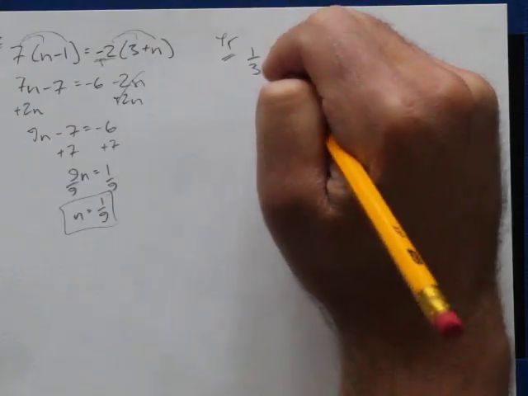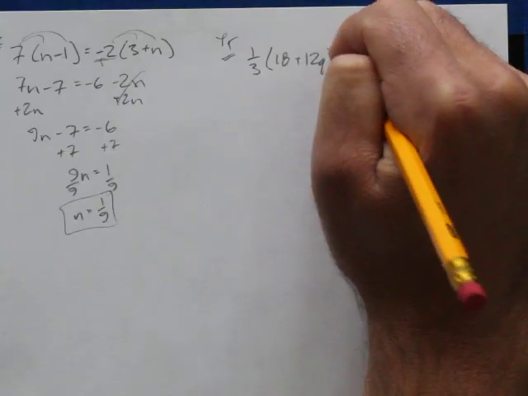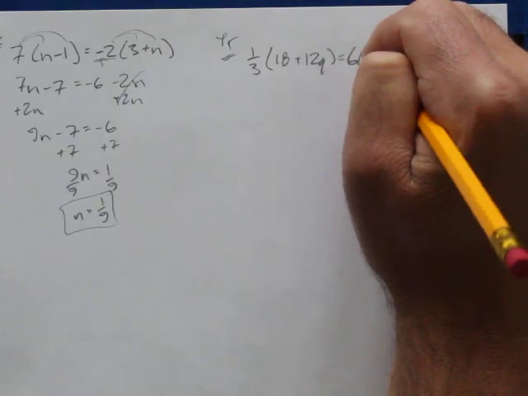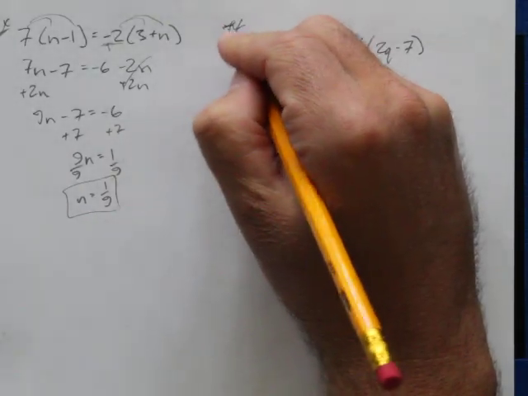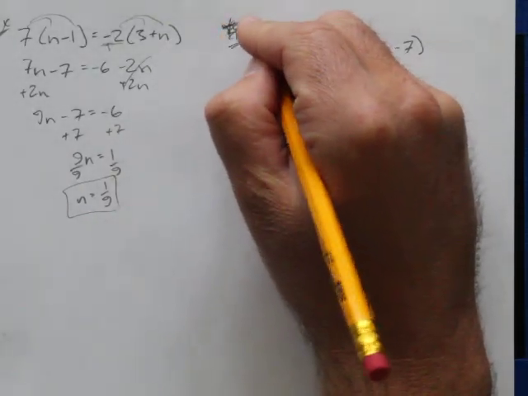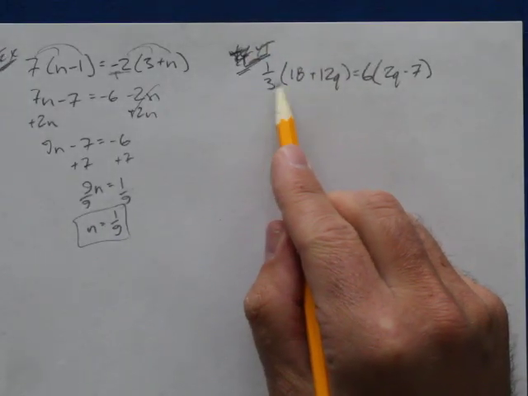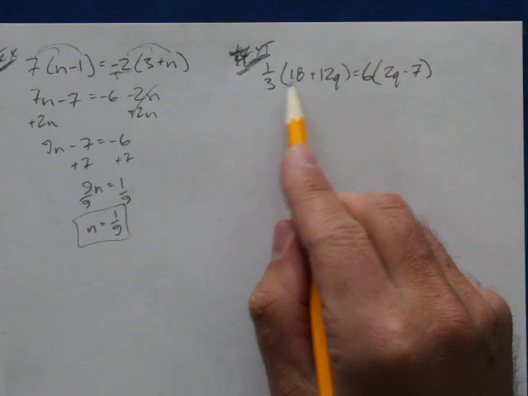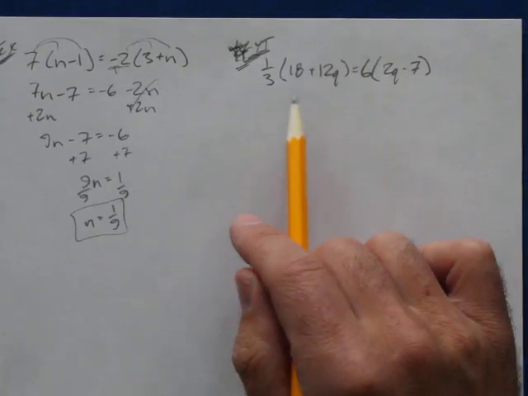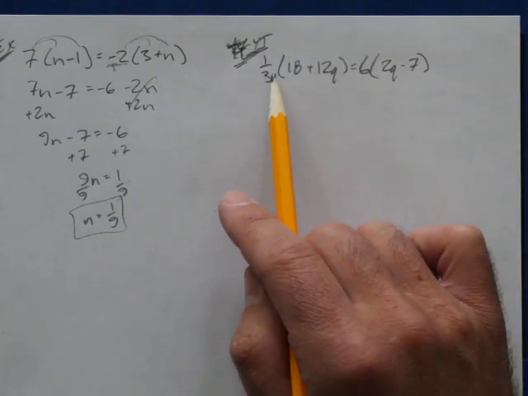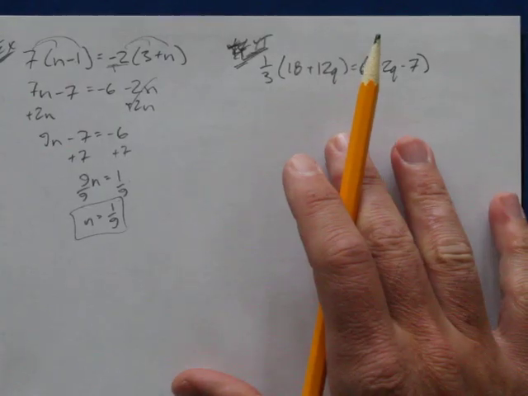1/3 times 18 plus 12q equals 6 times 2q minus 7. All right, oh my gosh, you try. So remember, you can multiply, you can say this is what's 1/3 of 18, what's 1/3 of 12, or you can do the multiplication like we did moments ago. However you work out this 1/3, let's see how you do. So go ahead and pause and get to work.